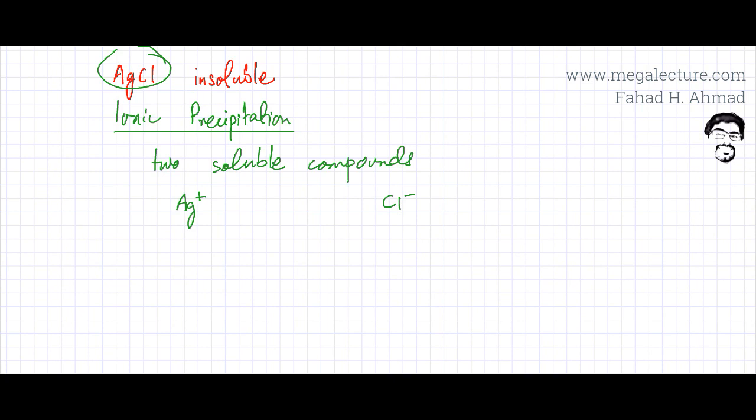There could be multiple options for soluble compounds that contain silver ions. AgNO3 is one example. All nitrate compounds are soluble. So if I take AgNO3, I know that this is a soluble compound and it would be present in aqueous state. Similarly, I need a compound that contains Cl- ions, and that should also be soluble.